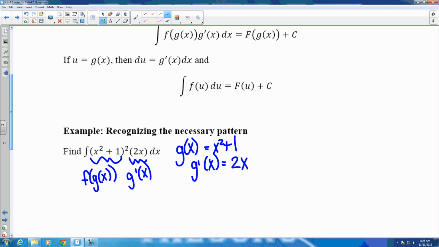is 2x. So when we look at the rule, it's telling us all we have to do is take the integral of f, which is the outer function. Our outer function is that we have squared. So taking the integral of g squared, the integral of g squared is g cubed over 3. So to take the integral, we leave the inner function alone, g, raise the exponent, plus c.